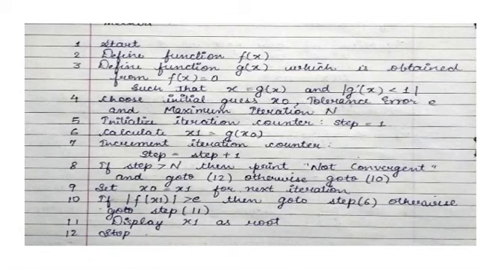The 10th step is, if |f(x)| is greater than e, then go to step 6. Otherwise, we have to go to step 11. The 11th step is to display x1 as the root, and the process will stop here. This is how we calculate the square root of 7 using fixed point iteration method. Thank you.